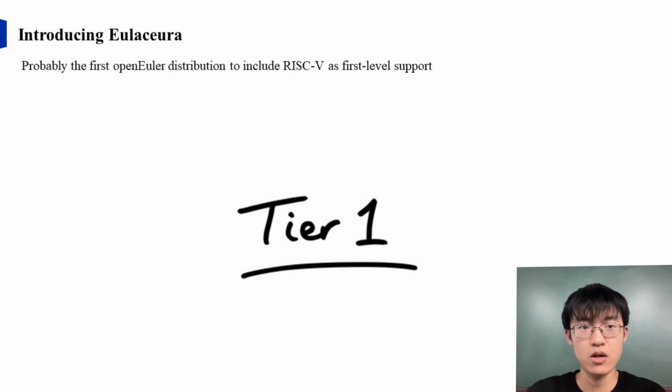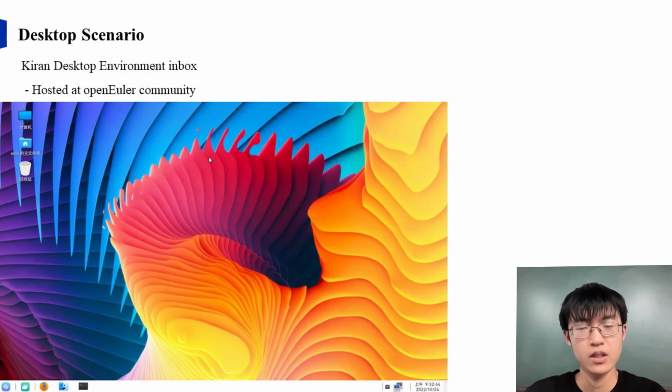Now, introducing the Euler theorem. Probably the first openEuler distribution to include RISC-V as first-level support, so-called Tier 1 support. We mainly support the RISC-V architecture. The same code base can also be used to build images for other architectures, which provides a consistent experience. For the desktop scenario, we have the Kiran desktop environment inbox. It's familiar and easy to use. It includes basic sets of applications for your common usage.